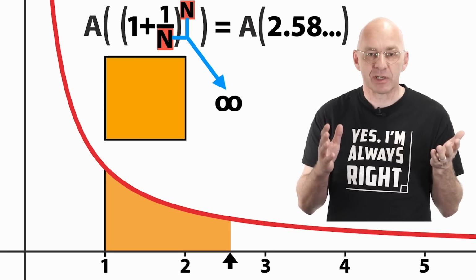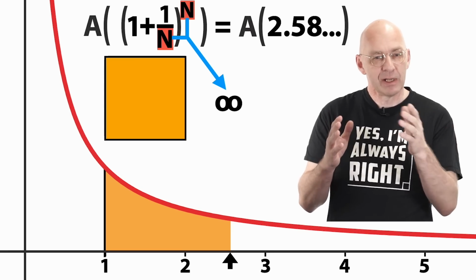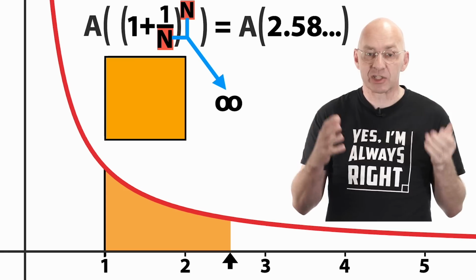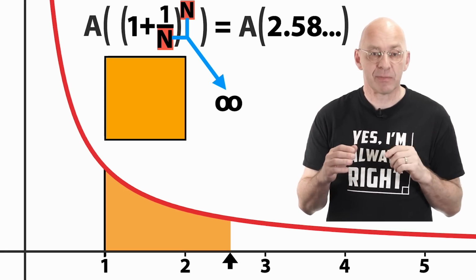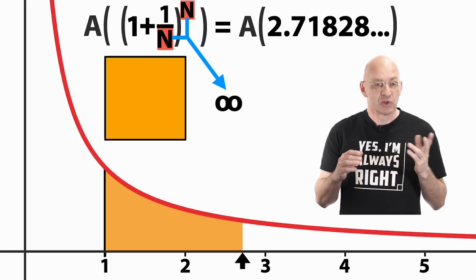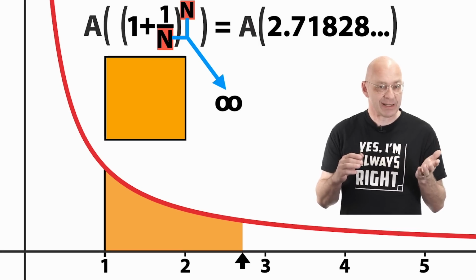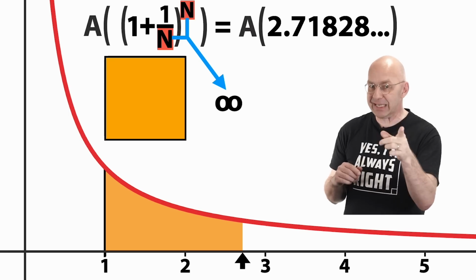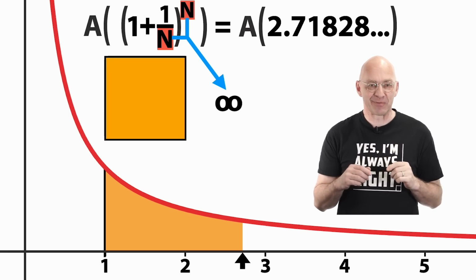And so what's that special number that we're going for here? Well, after calculating 1 plus 1 divided by n to the power of n, for some really large n, we find that the special number is approximately 2.71828. And a lot of you will recognize this number. It's a super famous number, e, the base of the natural logarithm.